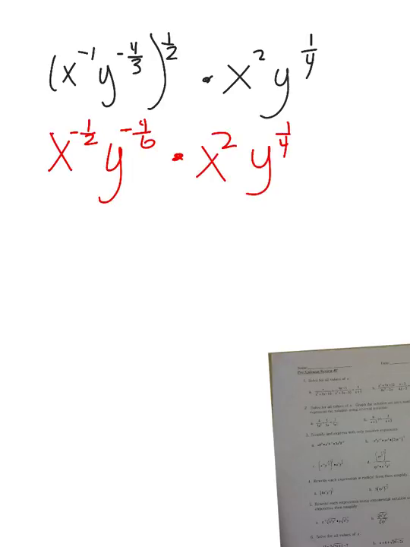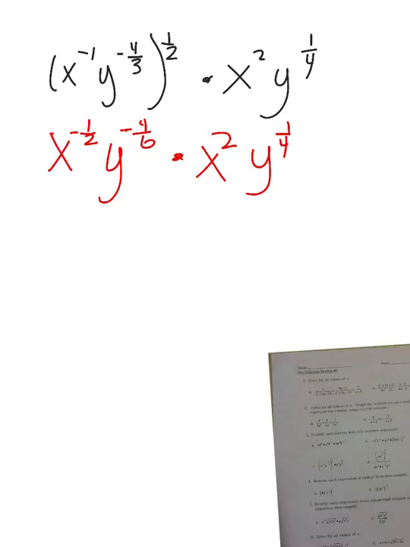Okay, so 3c is parentheses, x to the negative 1, y to the negative 4/3 raised to the 1/2 times x squared y to the 1/4 power. All right, so I have here power to a power. I'm going to multiply the power. So I have x to the negative 1/2, y to the negative 4/6, and then I have times x squared y to the 1/4 power.